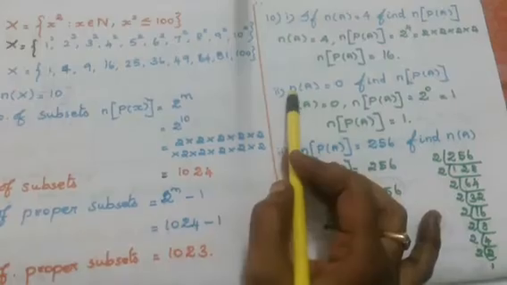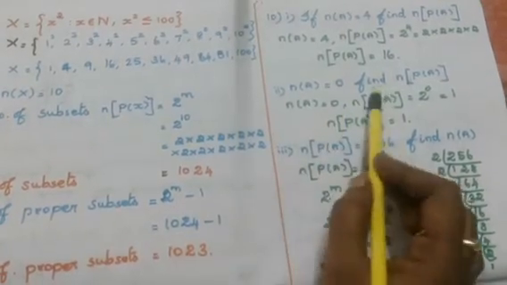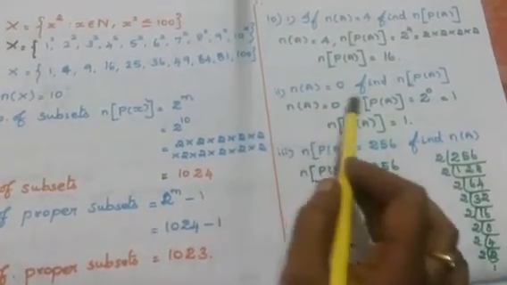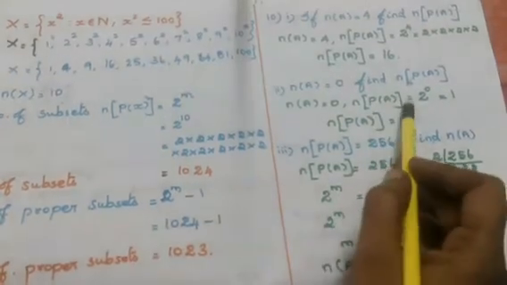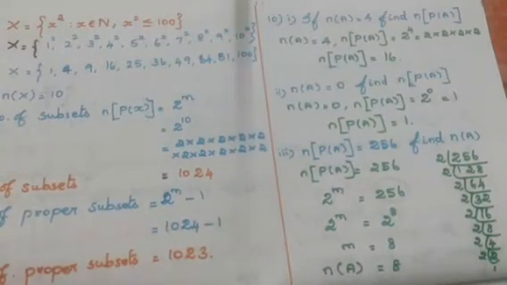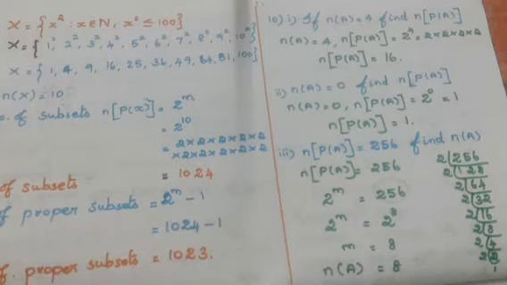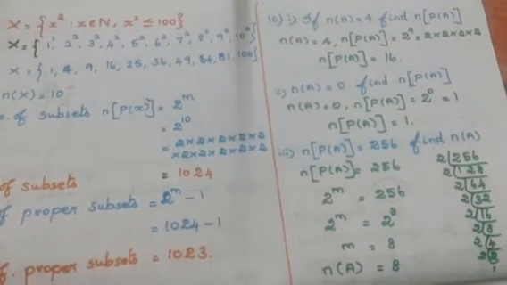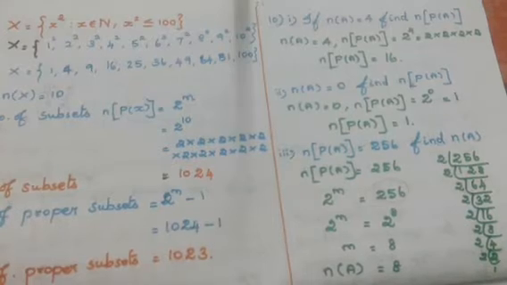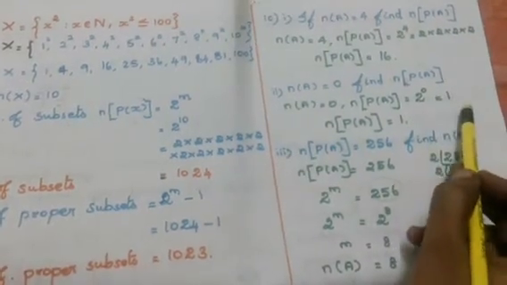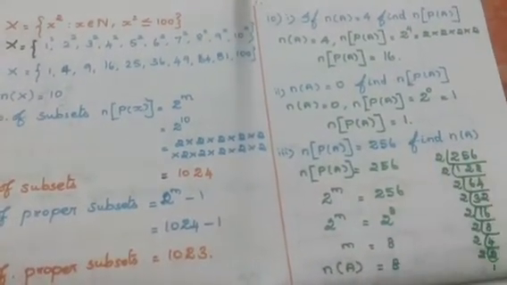Next sum. N of a is equal to 0. Find n of p of a. N of a is equal to 0 means n of p of a, what is the formula? 2 power m. So 2 power 0. You already learned in algebra, a to the power 0 is equal to 1. Any number having the power 0 has the value 1. Therefore 2 power 0 is equal to 1. N of p of a is equal to 1.